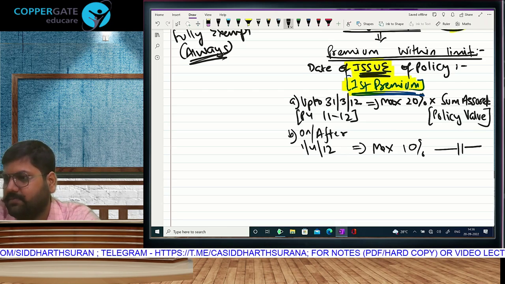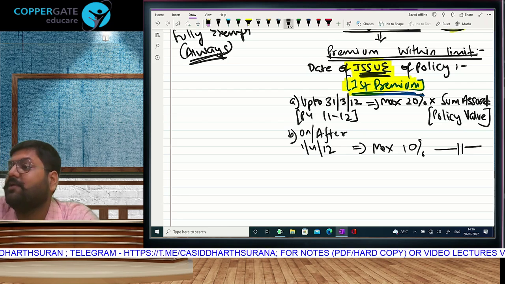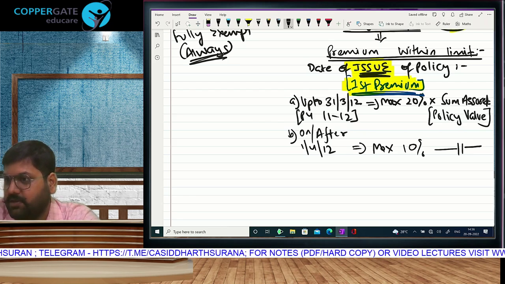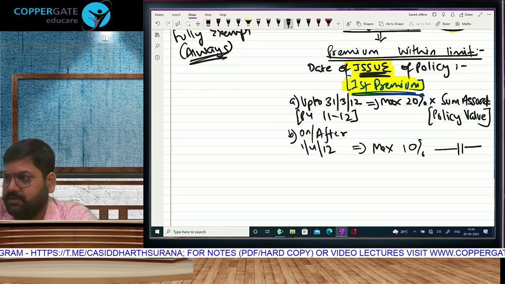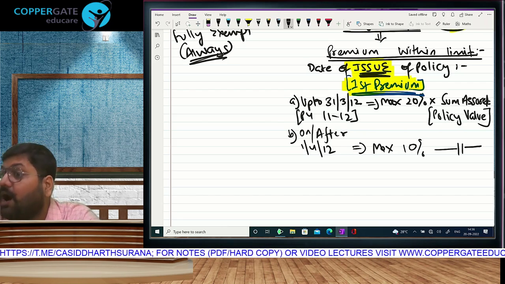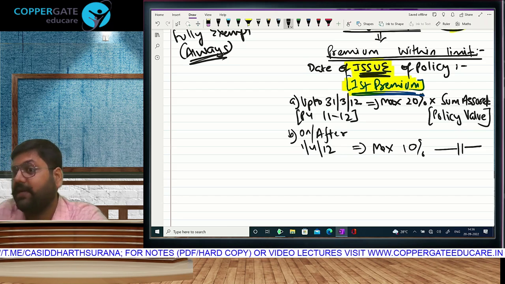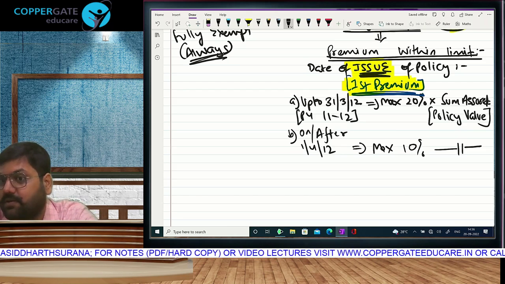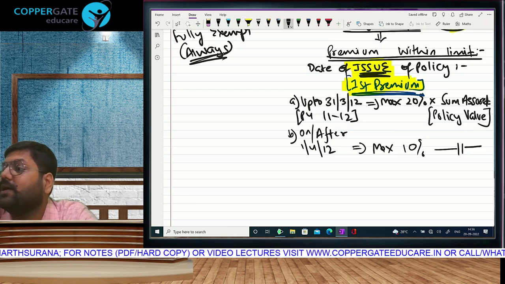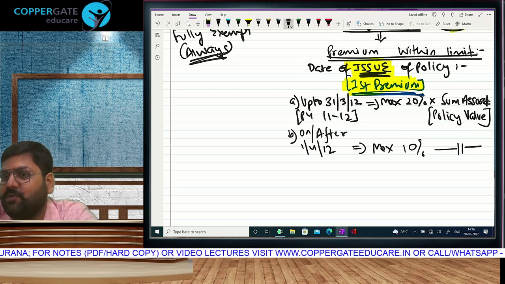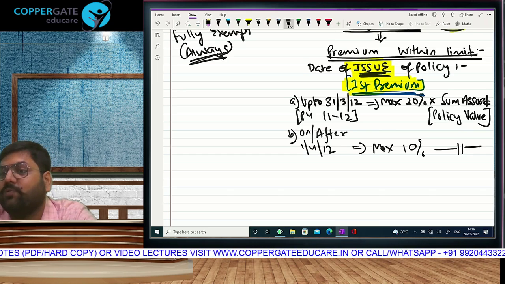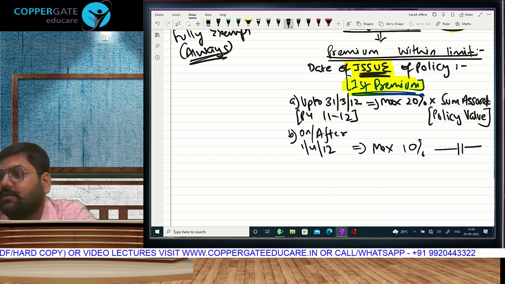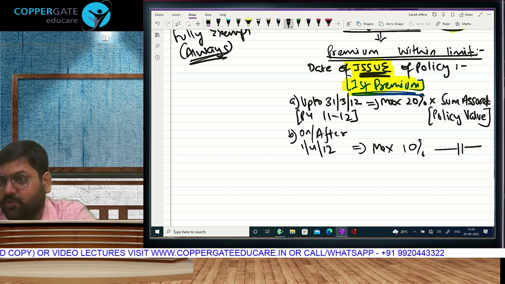Let me explain. This amendment came in the 2012 का बजट. 2012 में फाइनेंस मिनिस्टर प्रणव मुखर्जी जी said that I am reducing for the benefit of people of our country. People of our country today are paying up to 20% premium on their policies, but I reduce it from 20 to 10. That means I will not allow you more than 10.